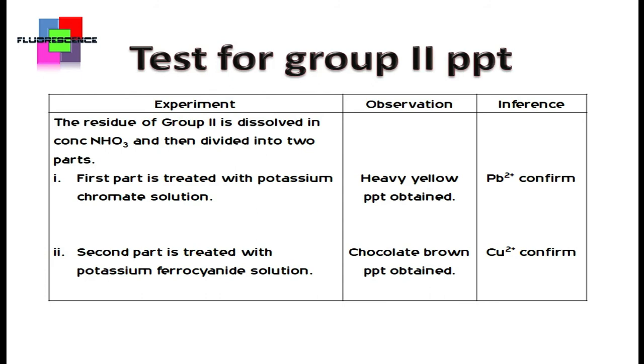Now please note, if lead ion is present, it will respond to group 1 as well as group 2. If you are getting group 1 positive, no need of proceeding to group 2. But if you have copper, group 1 will be negative and group 2 will be positive.